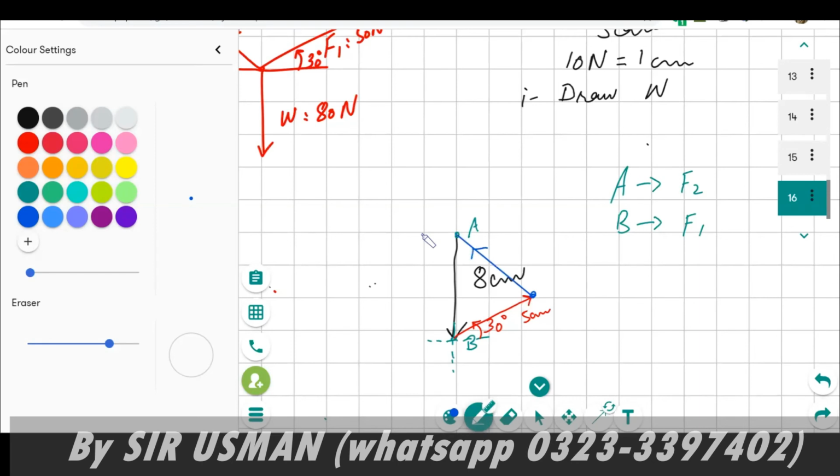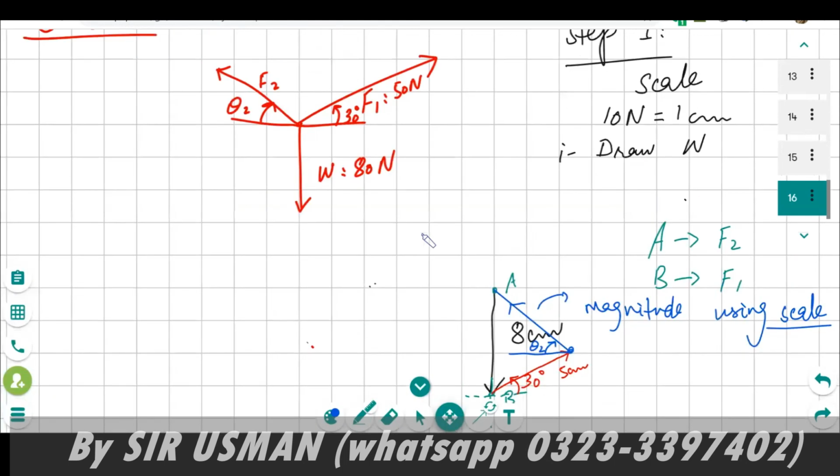And we can find its magnitude using scale, and then convert it to the original value, and its angle will be this. This is your theta 2. So is it clear? It can be the other way around. So this is your case 2.